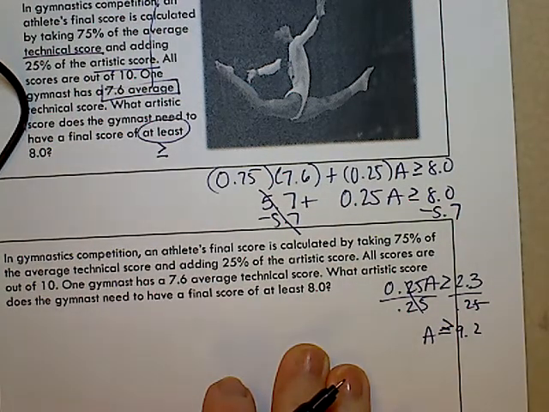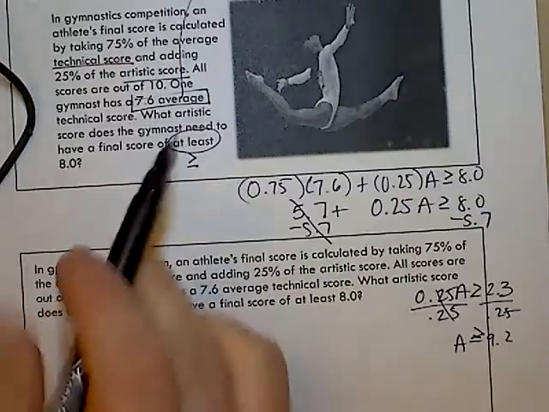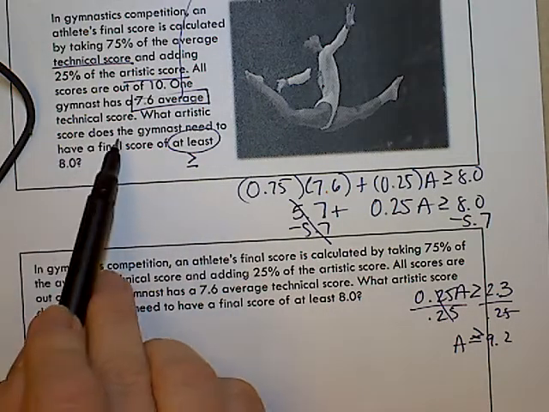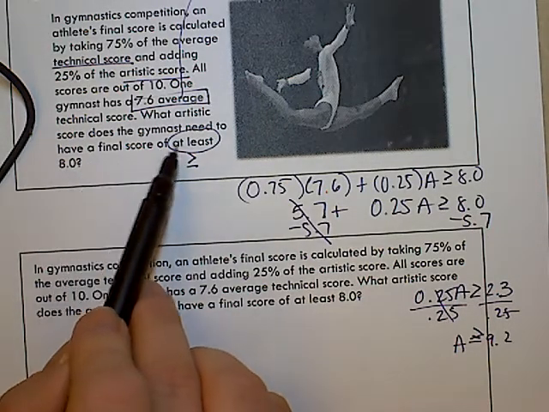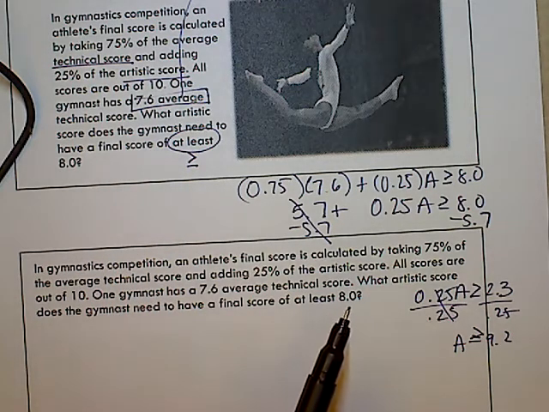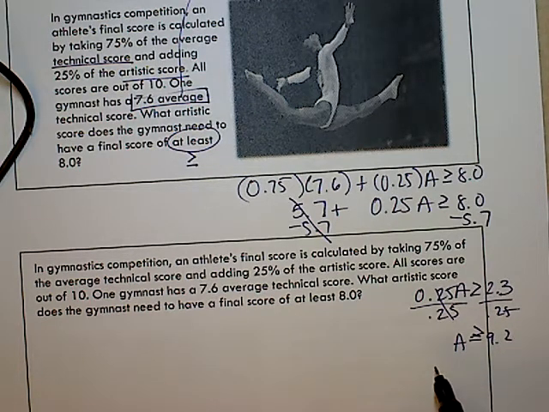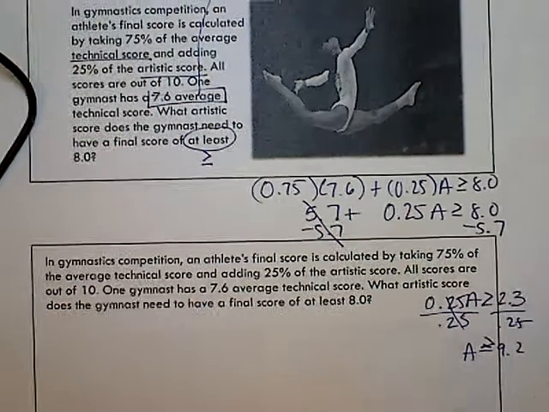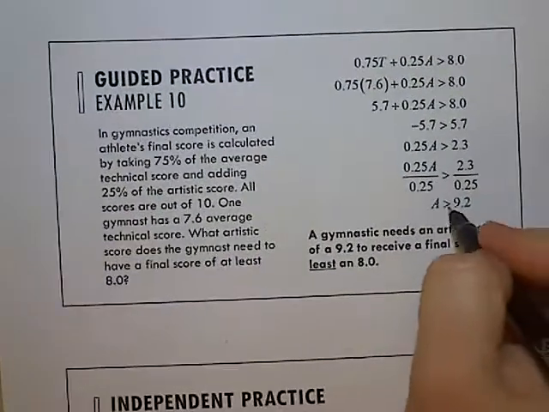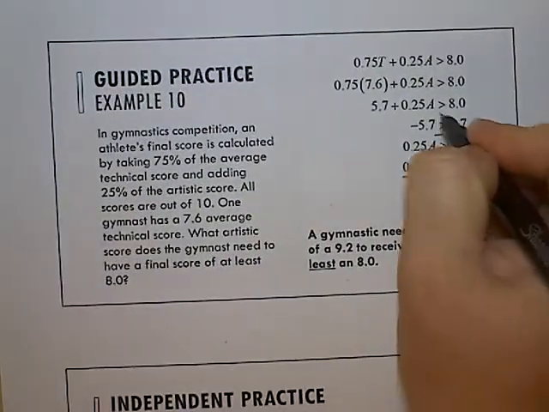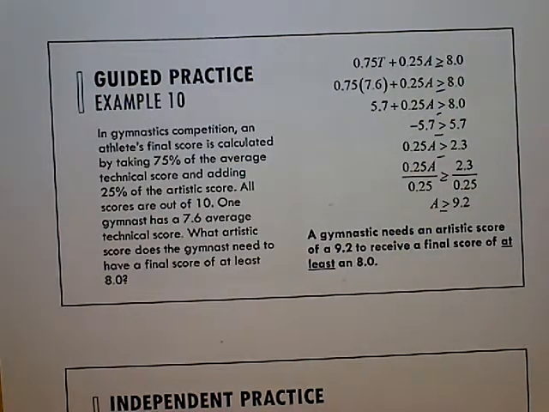Now what's most important about this is after you get an answer, you make sense of it. So the question is, what is the artistic score that's needed for the gymnast to have a final score of at least 8.0? So this gymnast needs an artistic score of at least 9.2 to receive a final score of at least 8.0. And I'd like you to write that as a sentence. The one thing I do want to change here is at least should have a line underneath in the PowerPoint.